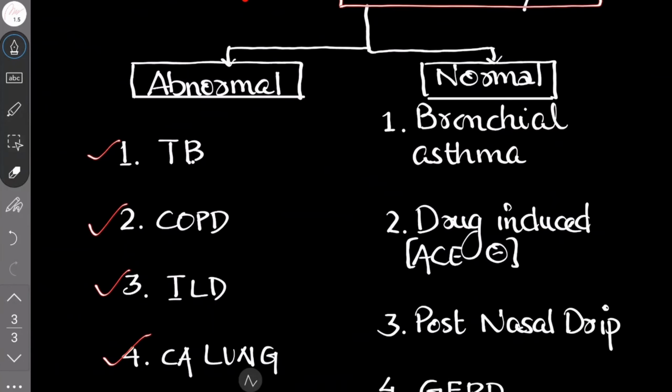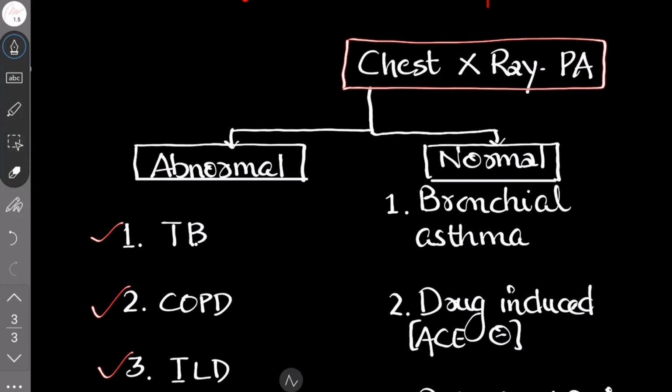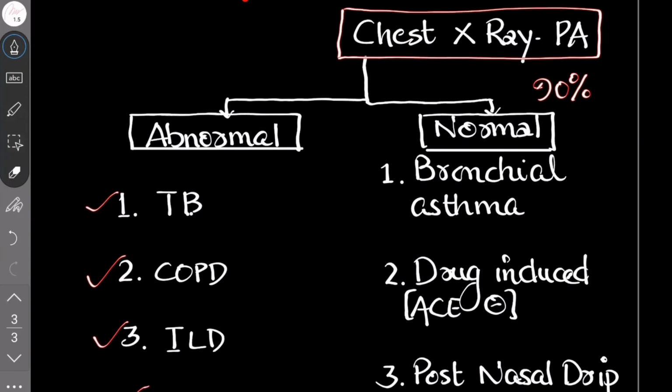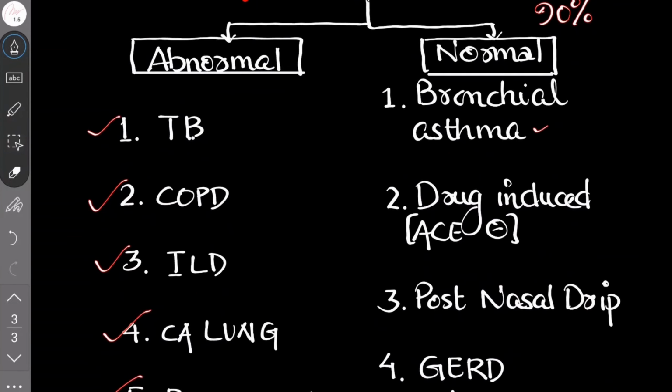Next, if the chest X-ray that we have ordered is normal, then in 90% of cases the problem will probably be bronchial asthma, or it can be drug induced, that is ACE inhibitors. ACE inhibitors cause accumulation of bradykinin, because bradykinin is broken down by ACE, and that causes a brassy cough.